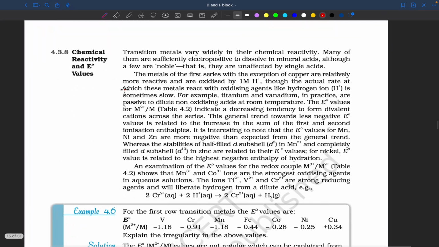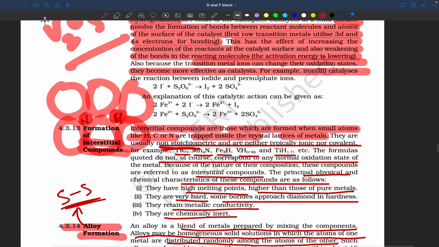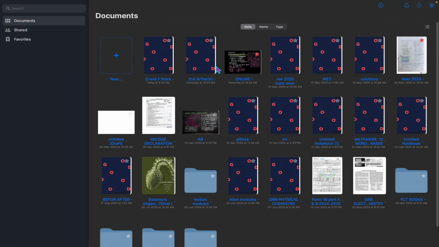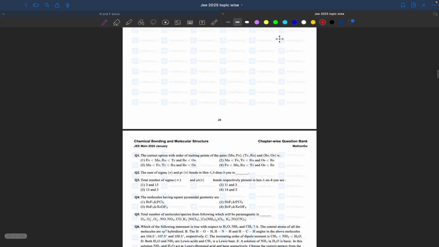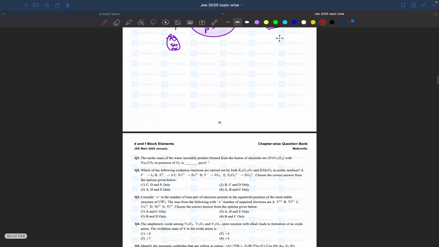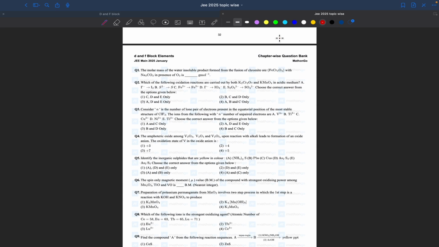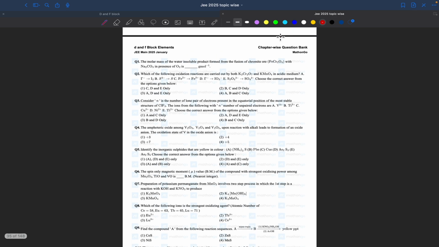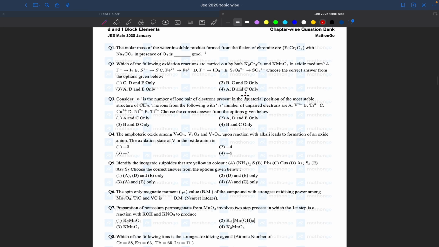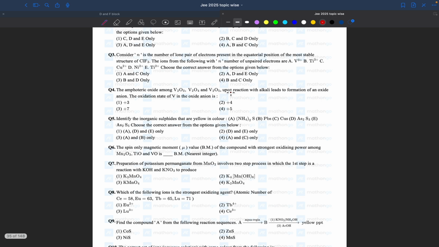This is about oxides. So chemical reactivity, magnetic properties, all these things we have seen. Now we'll go to some questions. The amphoteric oxides we haven't seen yet.